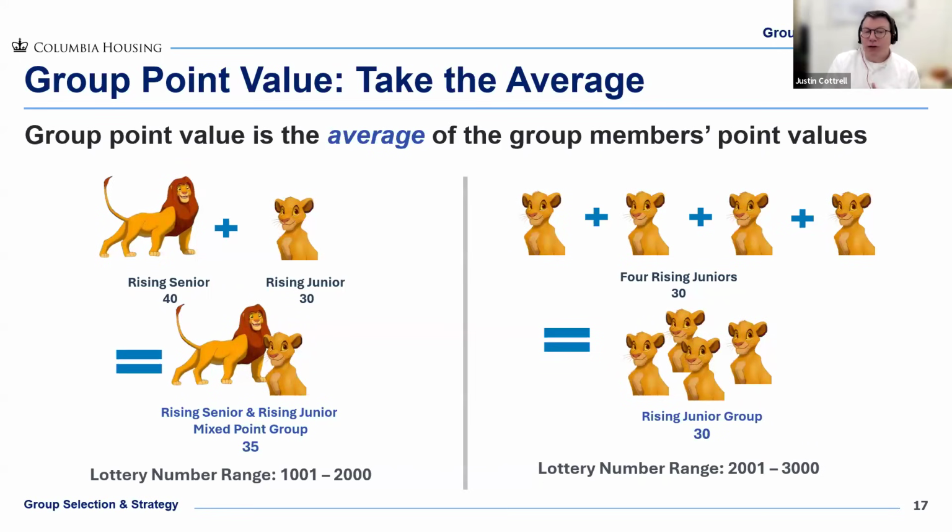In mixed point groups, meaning groups made of students from adjacent classes, the group point value requires a little more math. In the example on the left, we have a two-person group with one senior and one junior, which means their group point value is going to be a 35. They'll select after the rising seniors, but before the rising juniors. This is why group composition matters more than group size.